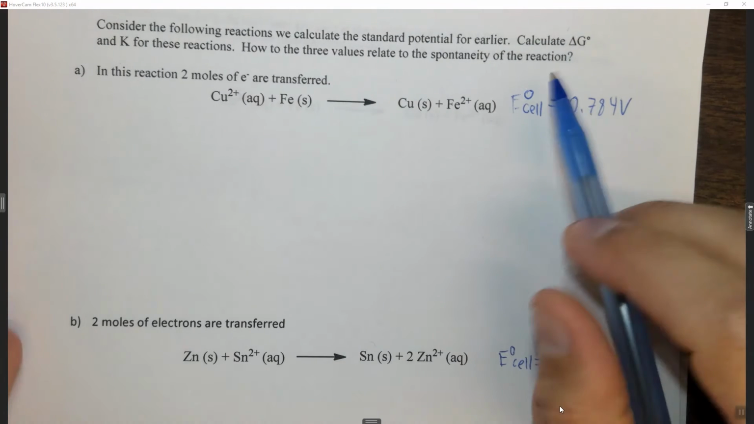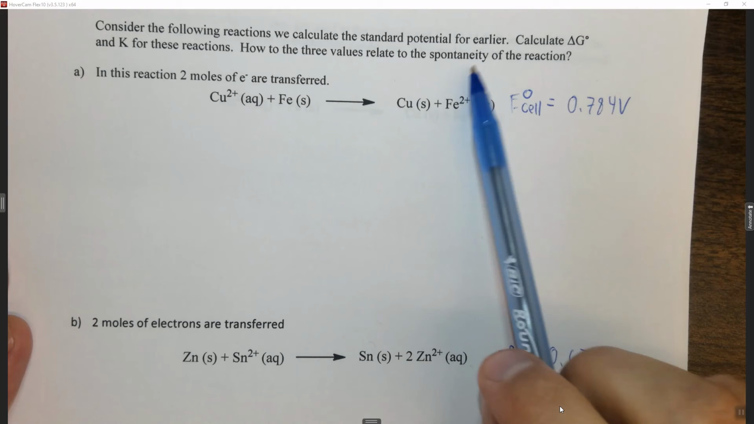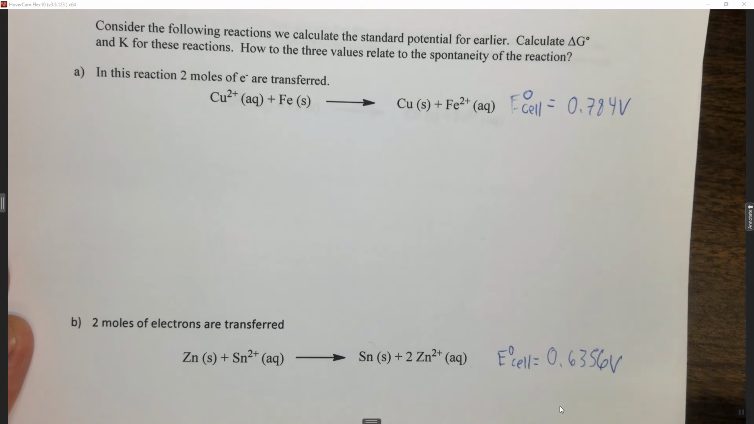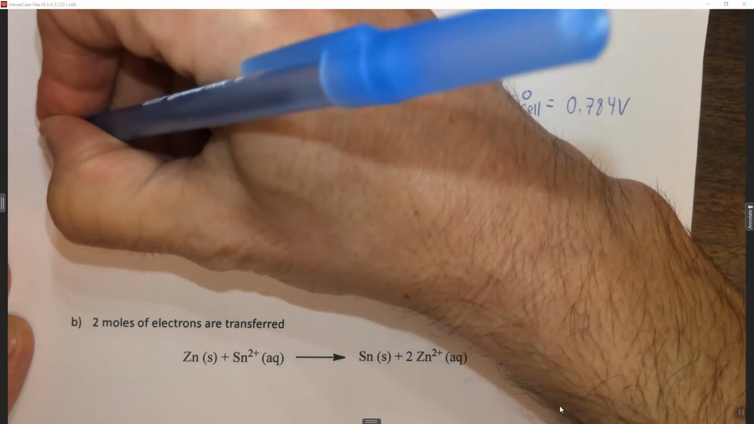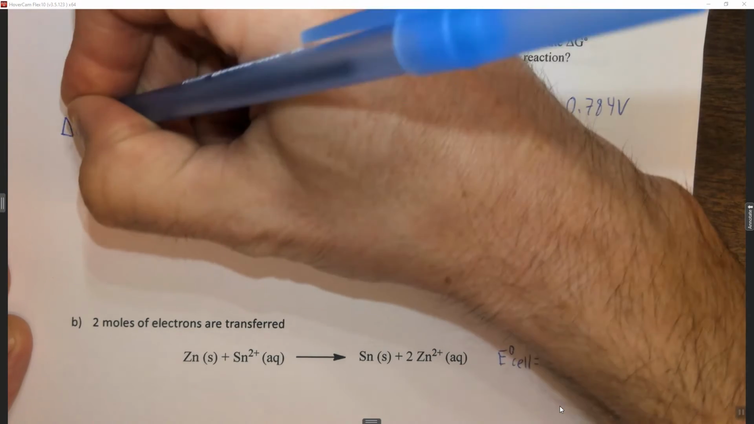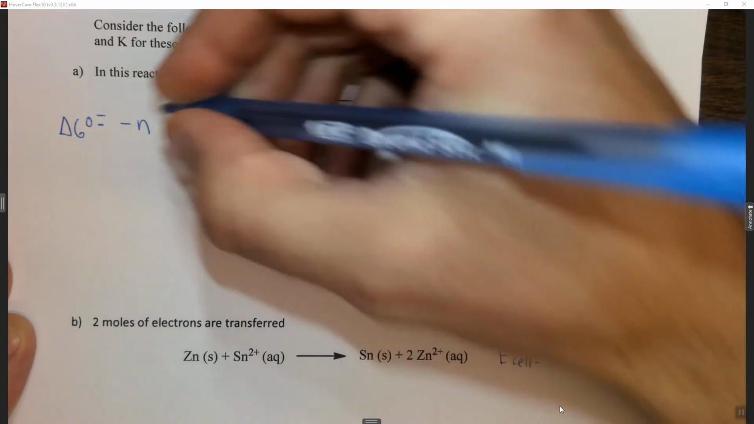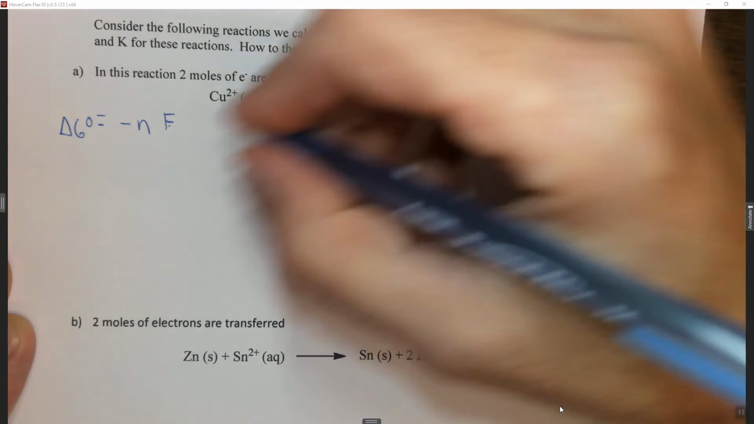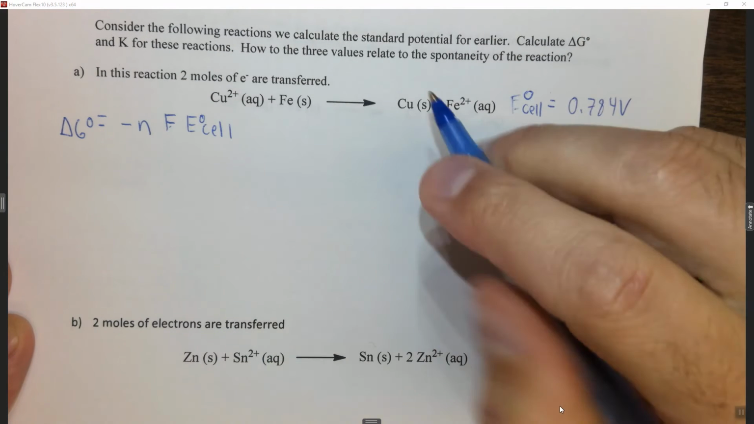Now we need to convert this to delta G and K. First thing I want to talk about is a little bit about the spontaneity. Since here E cell is positive, it's spontaneous, and the same thing here. So what are the equations? Delta G naught equals minus N, the number of moles of electrons transferred, F, which is Faraday's constant, times E cell. This will give us the value of delta G.